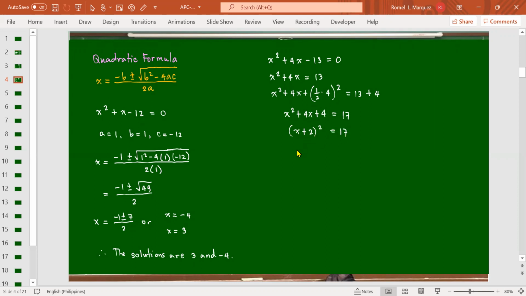If taking the square root of each side, we get x plus 2 on the right side plus or minus now, the square root of 17. Hence, x is equal to -2 plus or minus square root of 17. Therefore, the roots are what? -2 plus square root of 17 and -2 minus square root of 17. Okay, guys?